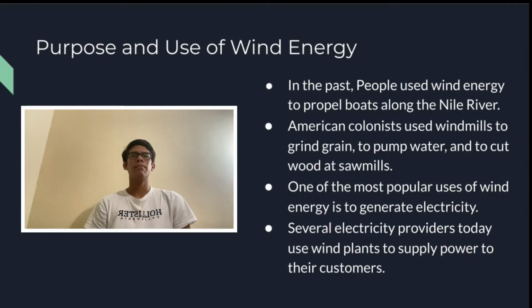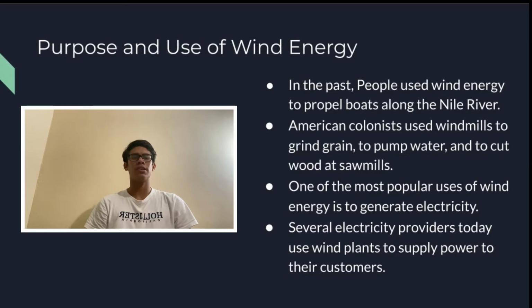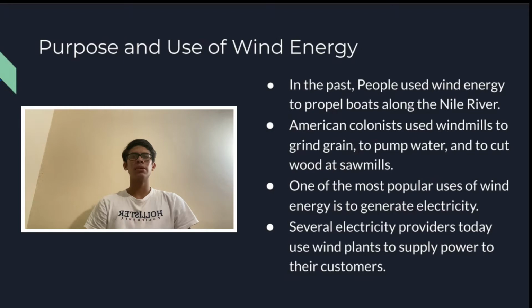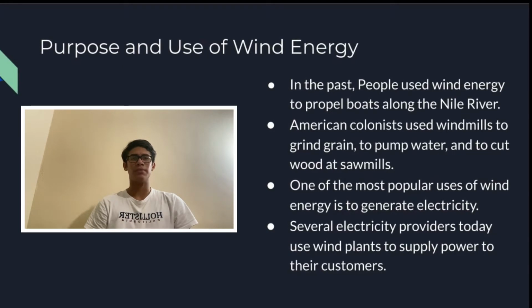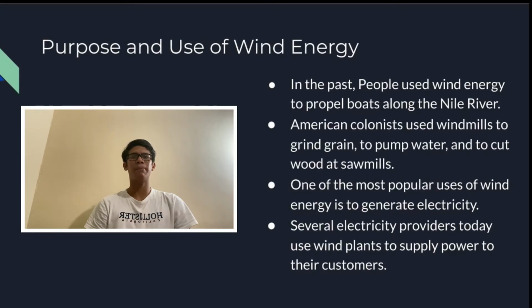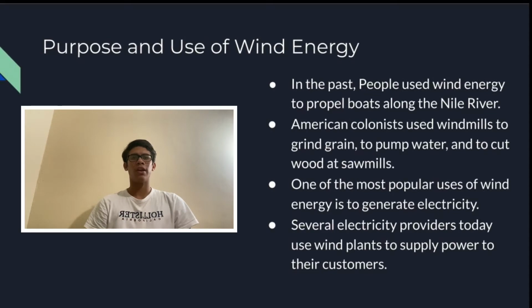In the past, people used wind energy to propel boats along the Nile River as early as 5000 BC. By 200 BC, simple wind-powered water pumps were used in China, and windmills with woven reed blades were grinding grain in Persia and the Middle East. New ways to use wind energy eventually spread around the world.